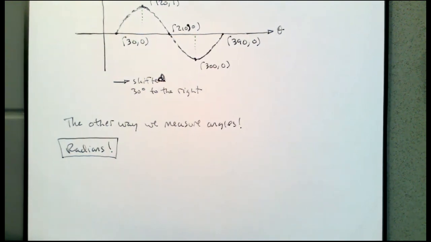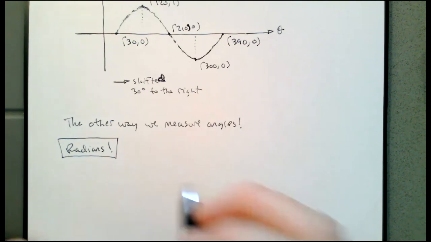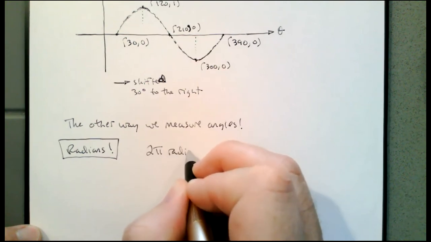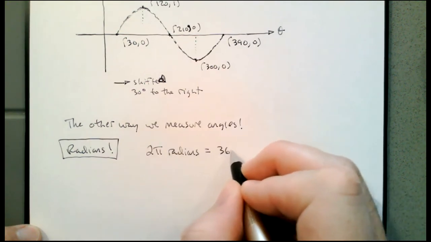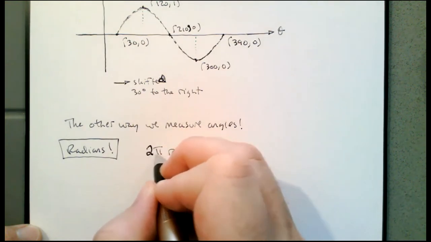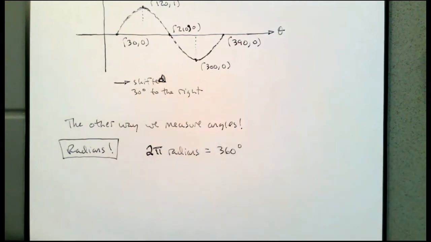All right, what were we talking about? Oh yes, radians. Radians is another way we measure angles. It's just like we can measure distances in inches or distances in centimeters. It's just another way of measuring an angle. And here's how it works. 2 pi radians is 360 degrees. The reason I start with 2 pi radians is 360 degrees is that this is one full circle. So we all knew that 360 degrees is a full circle. So 360 degrees is 2 pi radians.